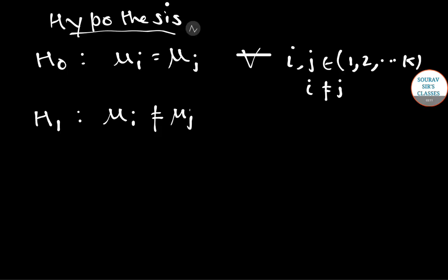Hypothesis of one-way ANOVA. The null hypothesis of one-way ANOVA is μi equals μj for all i, j, that is, all the population means are equal. And the alternative hypothesis is that not all the population means are equal, that is, there exists at least one pair of means which significantly differ from each other.